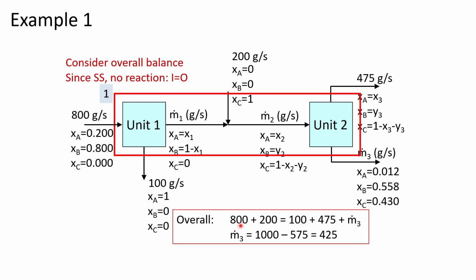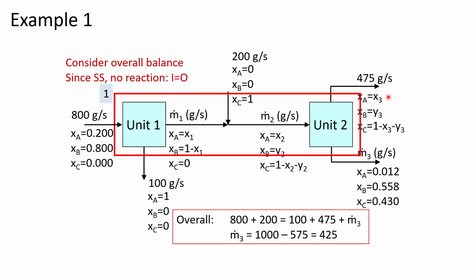Now we've identified all the inputs and outputs, and we've written them into the overall mass balance here. On the left-hand side of the equals, we summed up the inputs. On the right-hand side, we summed up the outputs. And this turns out to be an equation we can solve for m dot 3. If you rearrange this, simply add 800 and 200 together to get 1,000, and subtract off 475 plus 100, which is 575. We find that the flow rate m dot 3 is 425 grams per second. So we're on our way. We just have 2 more unknowns to solve for.